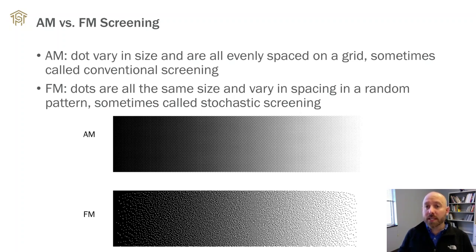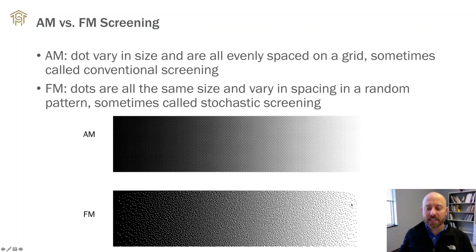In this class, when we do get to halftones on our third project, we will be using AM or conventional style screening. There are even forms of screening that combine both of these types together to create a hybrid screening, and we're actually seeing a whole lot more of that being used today, because stochastic screening actually handles highlight areas better than conventional ones do.